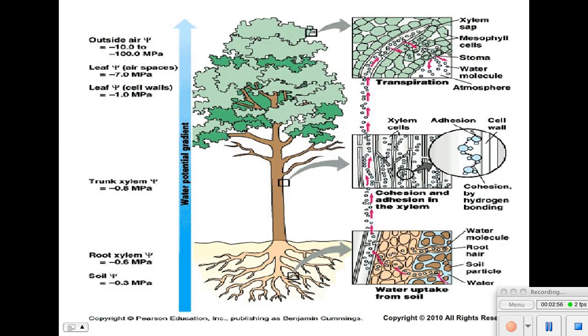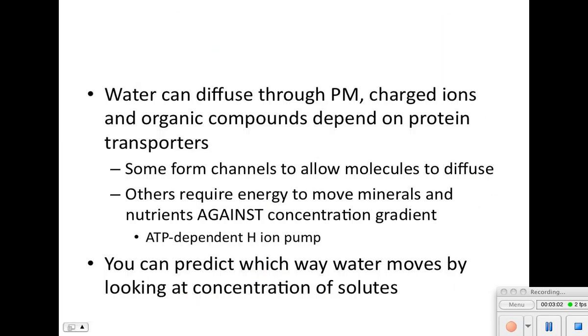This is from high to low. My bad. I was like, huh? No. High to low. Osmosis moves from high to low. My bad. Okay. Moving on.